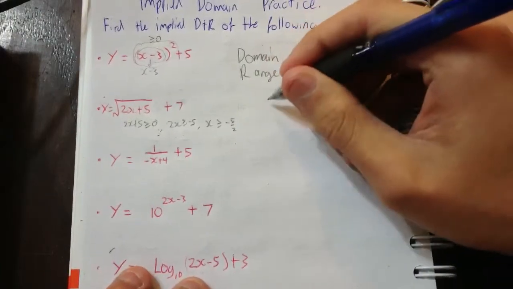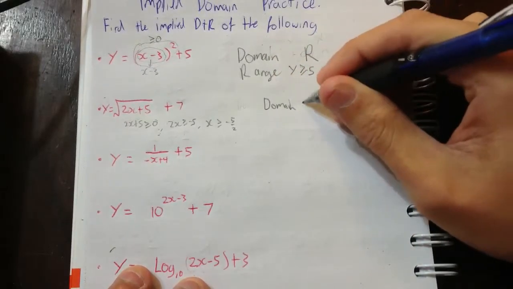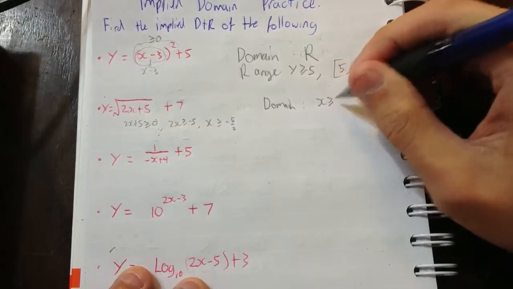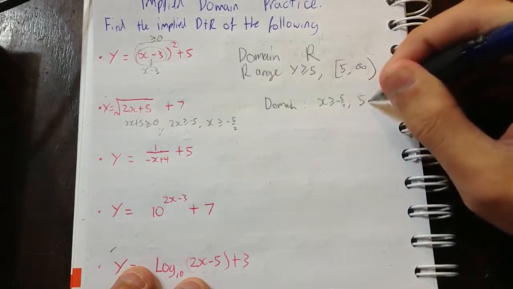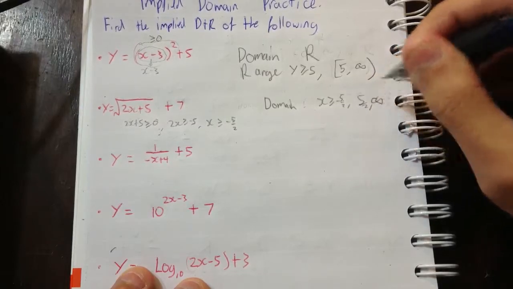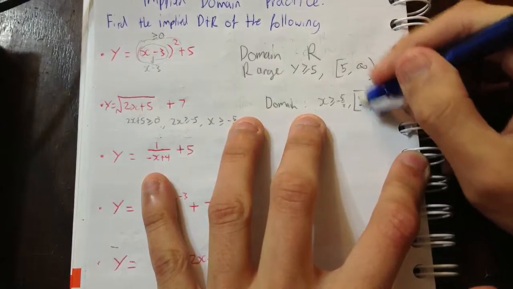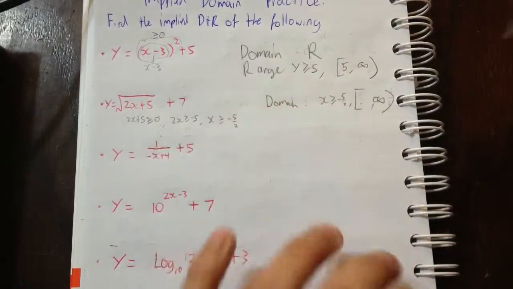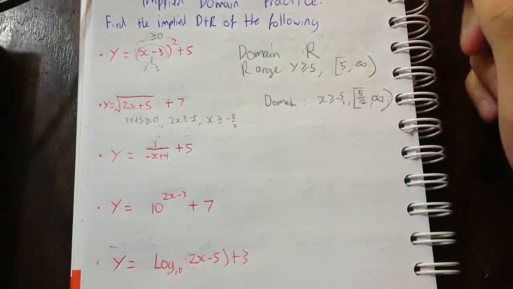So our domain is x greater or equal to minus 5 on 2. Or we can write it as minus 5 on 2 to infinity. See that? I'm going to rub this out quickly because we're short on time. Time is so precious. Okay.